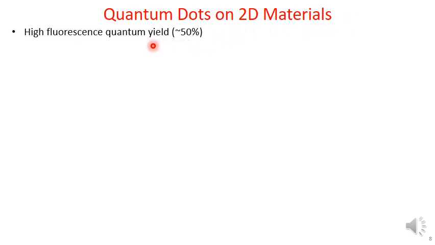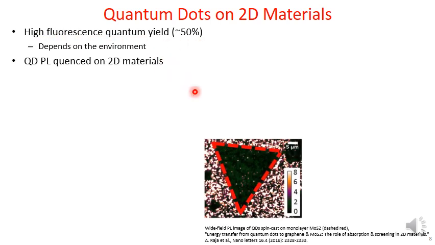materials? I said that quantum dots possess high fluorescence quantum yield, but that actually depends on the environment. For instance, if you place quantum dots on a monolayer of molybdenum disulfide, as in this case, their photoluminescence will be strongly quenched. In this case, we are not looking at an optical image. This is actually a wide field PL image of quantum dots placed everywhere on this plot, and we see strong photoluminescence except on this triangle on which a monolayer MoS2 lies.